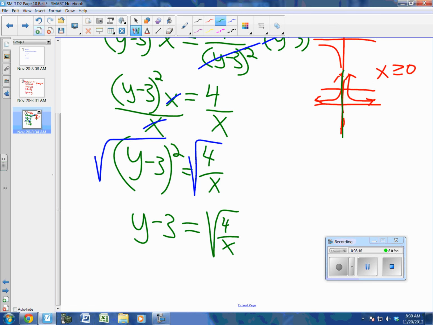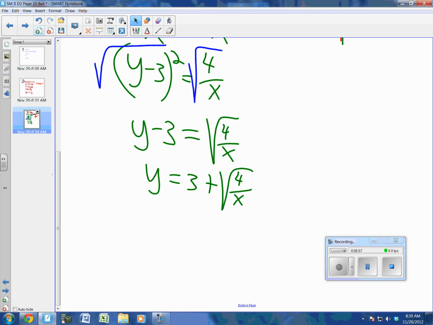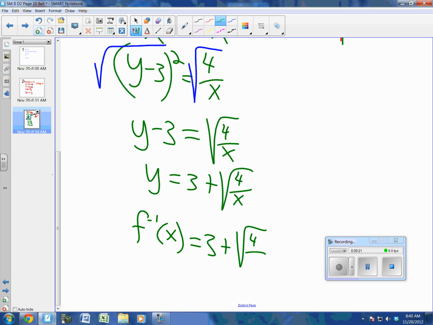Well, I've almost got y by itself. What's the last thing I got to do? Plus 3. So I have y equals 3 plus the square root of 4 over x. Okay. That's not efficient? What do you mean? You know a faster way to do this? Okay, I was just checking. And we have one more step. We forgot one thing. What is it? Change the y to f inverse of x. So you have function notation, right? Any questions there?